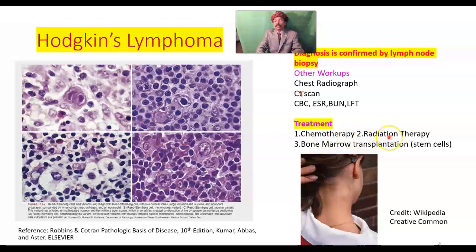Radiation therapy is less emphasized than chemotherapy, but radiation therapy is also a problem. There are changes in the skin, and again, there may be a possibility of secondary cancer. We must remember that a person with Hodgkin's lymphoma is more susceptible to developing lung cancer, malignant melanoma, and maybe breast cancer in females. Treatment: chemotherapy, radiation therapy, also bone marrow transplantation to replace the stem cells.